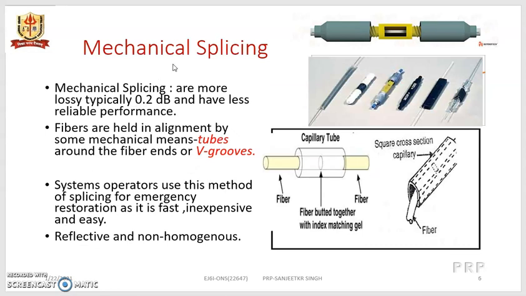fusion splicing technique. Mechanical splicing is typically more lossy, but it is faster and employed in the field when emergency work is there. So typical losses could be 0.2 dB and it has less reliable performance. So fibers are held in alignment by some mechanical means, that is tubes or V grooves around the fiber ends. System operators use this method of splicing for emergency restoration as it is fast, inexpensive and easier, but reflective and non-homogeneous.